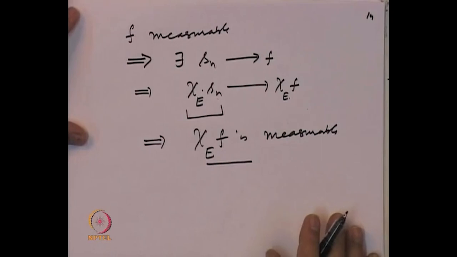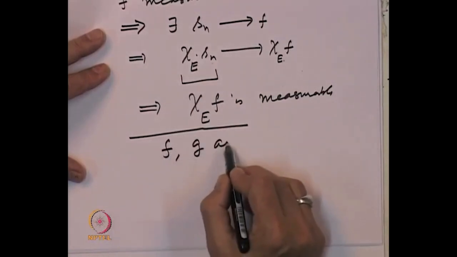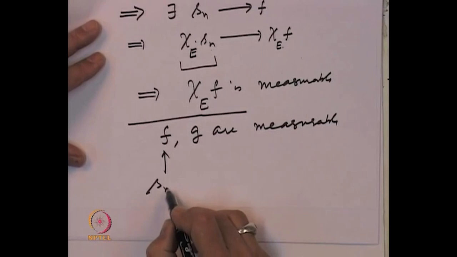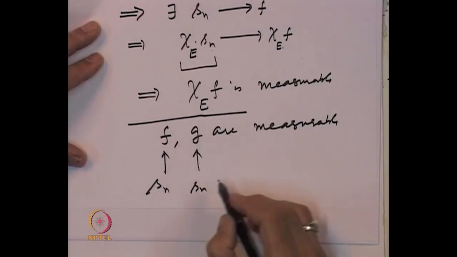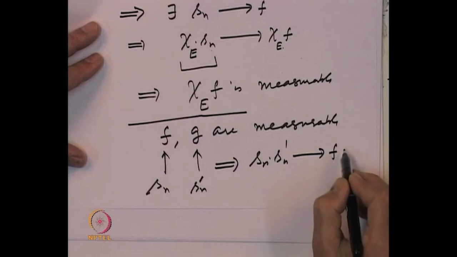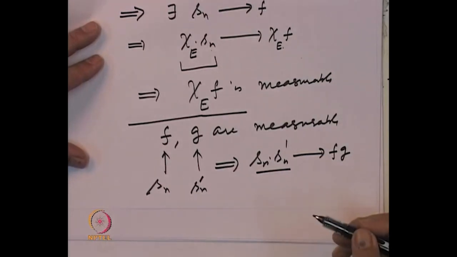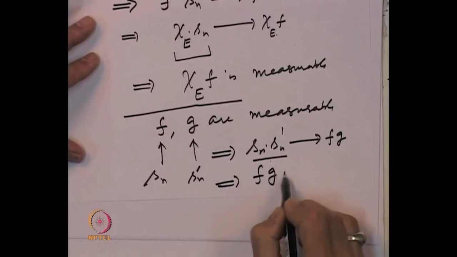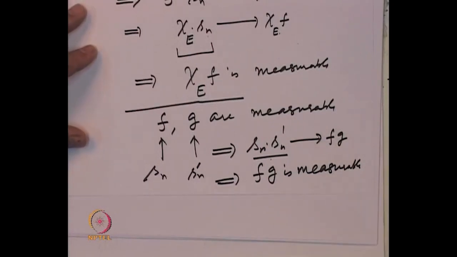In fact, we can go a step further and prove that you can multiply, by the same argument. Supposing f and g are measurable, for f we have a sequence S n of simple measurable functions converging to f, and we have a sequence S n dash of simple measurable functions converging to g. So, if I multiply S n and S n dash, that converges to f times g. And the product of simple measurable functions we have already seen is again a simple measurable function. So, a sequence of simple measurable functions converging to f g implies that f g is measurable. So, the product of measurable functions is also measurable.